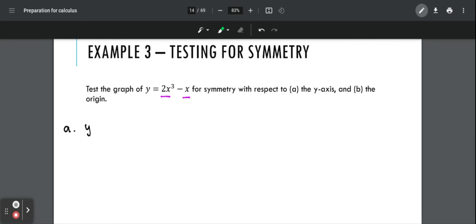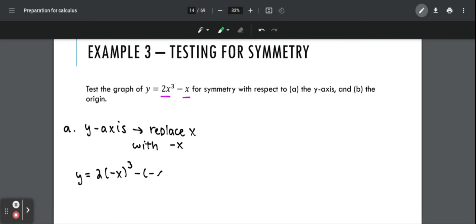If we're testing the y-axis, remember, when we test the y-axis symmetry, we replace x with negative x and see if we still get that same thing. So if we did that, we would have y equals 2 times negative x cubed minus a negative x, or y equals negative 2x cubed plus x, which is not the same as the equation. So then we would know that it doesn't have symmetry across the y-axis.